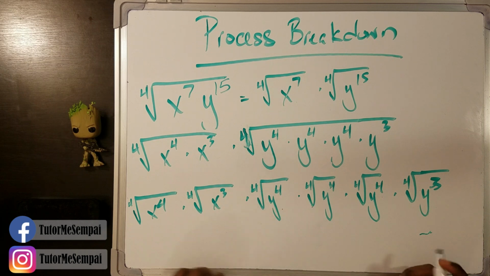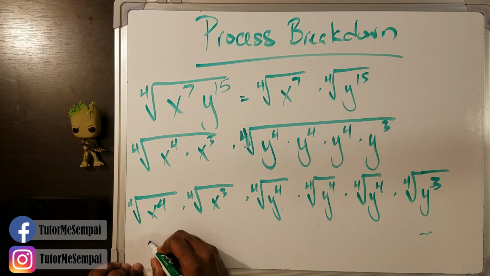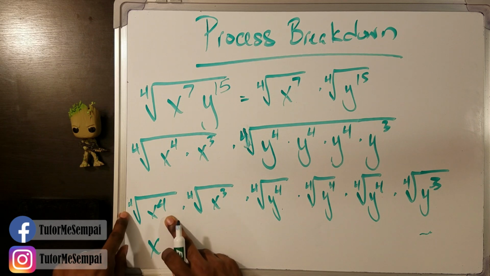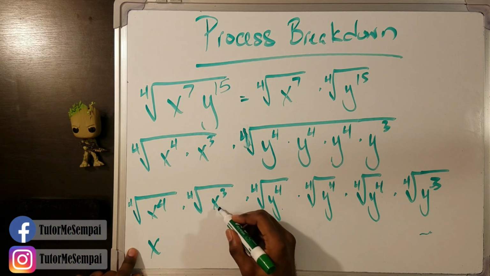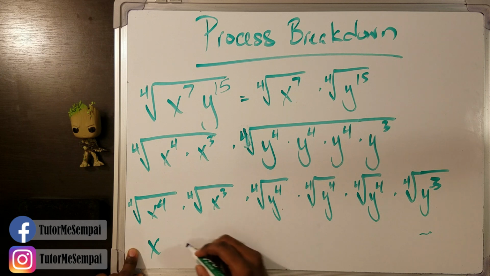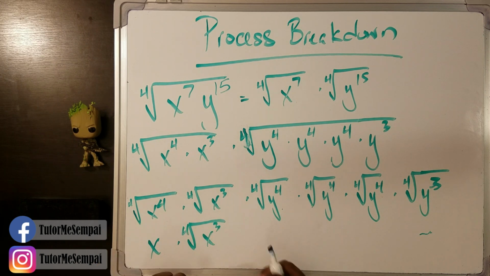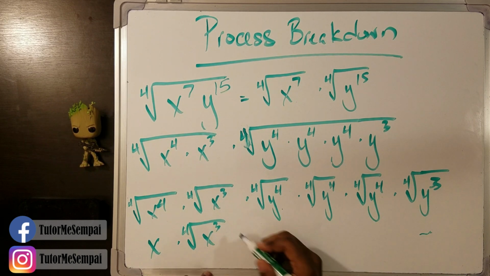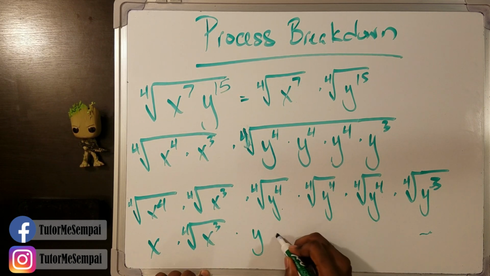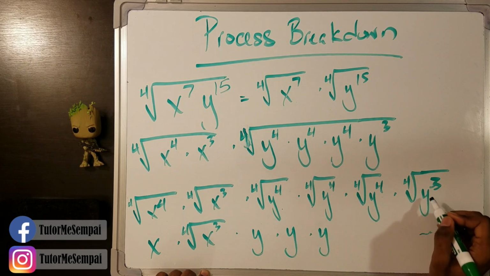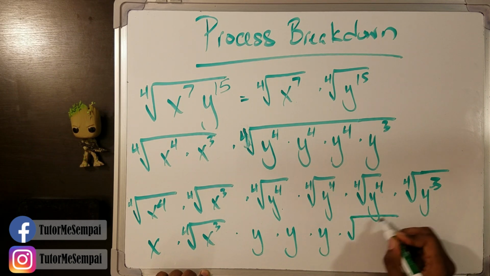Now we can identify all of our perfect radicals, simplify those first, and then bring down anything left over afterwards. So this is going to be our x, right? Because it's x to the 4th, and this is a fourth root, so it simplifies perfectly. This is going to be left as is, so it's going to be the fourth root of x cubed. It doesn't break down any more than that. This is going to be y, that's going to be y, that's going to be y. And this is as is, so you have a fourth root of y cubed.